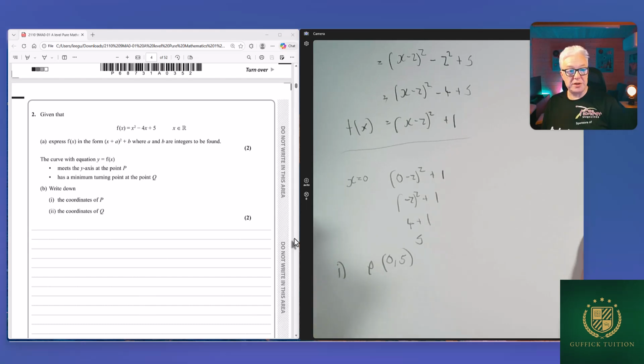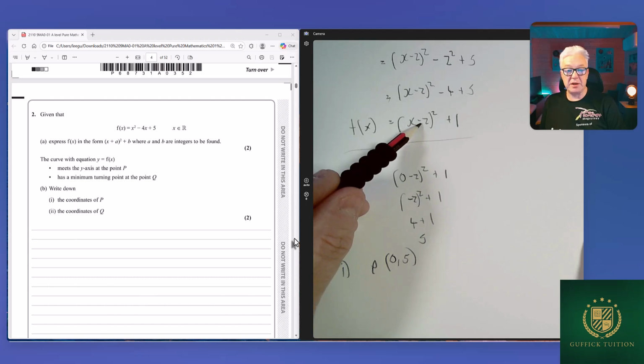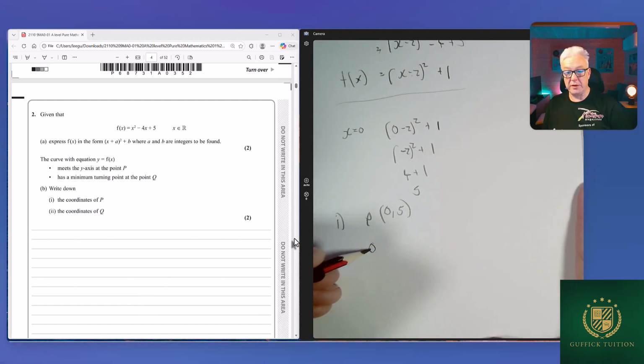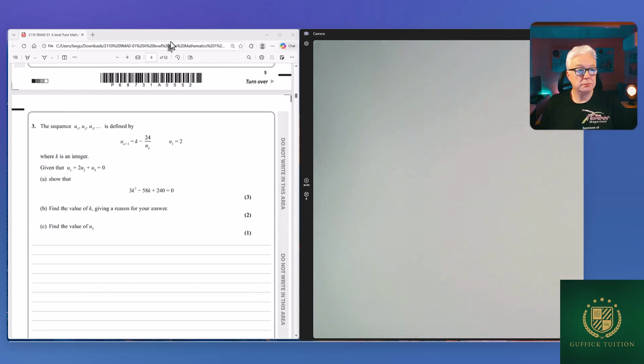Now find the coordinates of Q, the minimum turning point. So for the turning point, we change this sign and we basically leave that one the same. So the coordinate of the turning point Q is therefore 2, 1. That's question 2 done. Right, question 3 next.